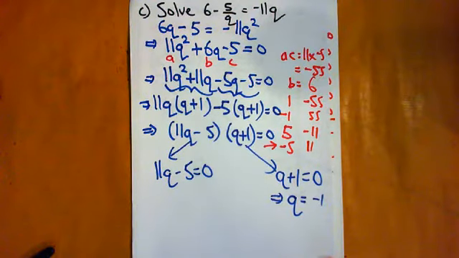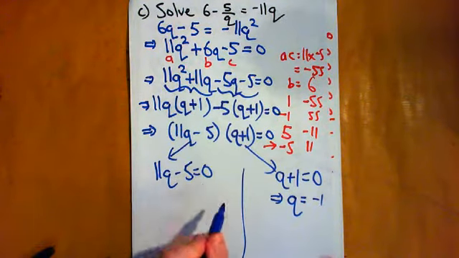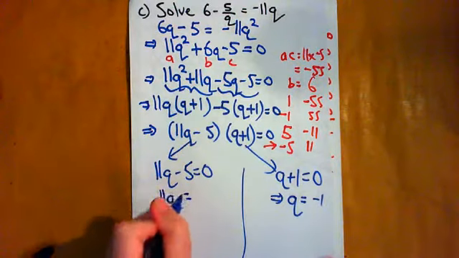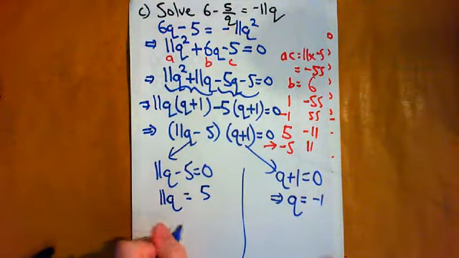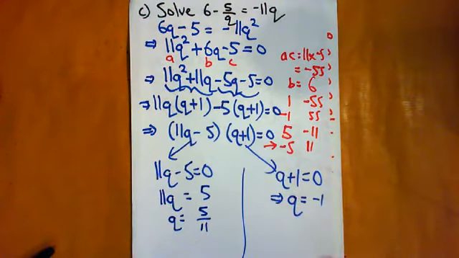Now we turn our attention to this other equation, 11q minus 5 equals 0, and we want to solve that equation. So therefore we move the 5 to the other side. 11q equals 5, and therefore divide by 11, we get 5 over 11 is our other solution. And I will leave that as an exercise for the viewer to check.